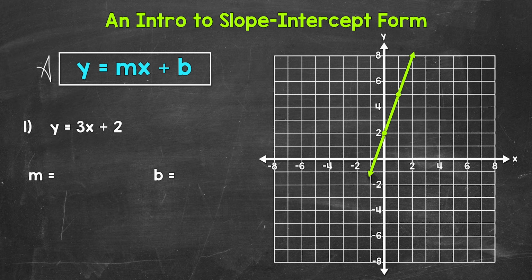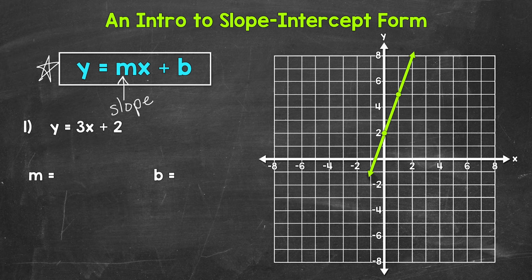Now we have slope-intercept form right here. Y equals mx plus b, which at first may just look like a bunch of random letters. But once we understand what's going on here, it will make a lot more sense. We're going to start with two of the letters, m and b. M is going to be the slope of the line.